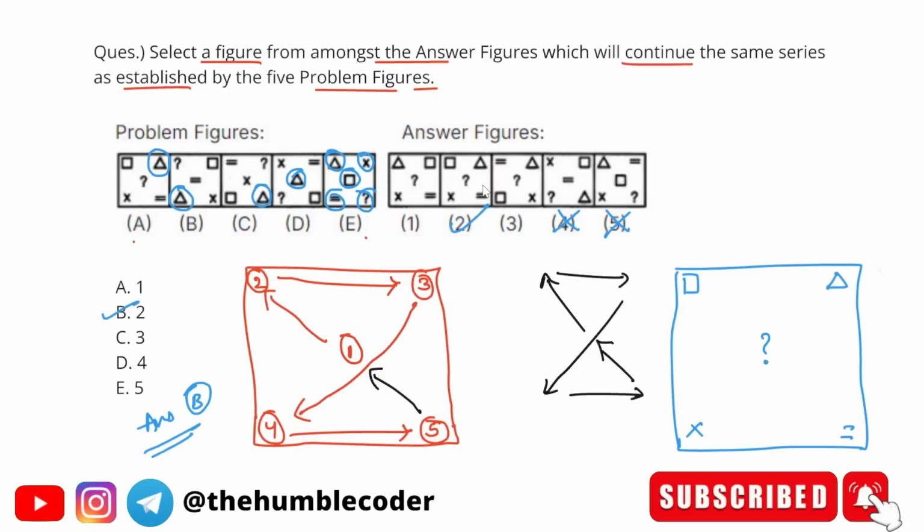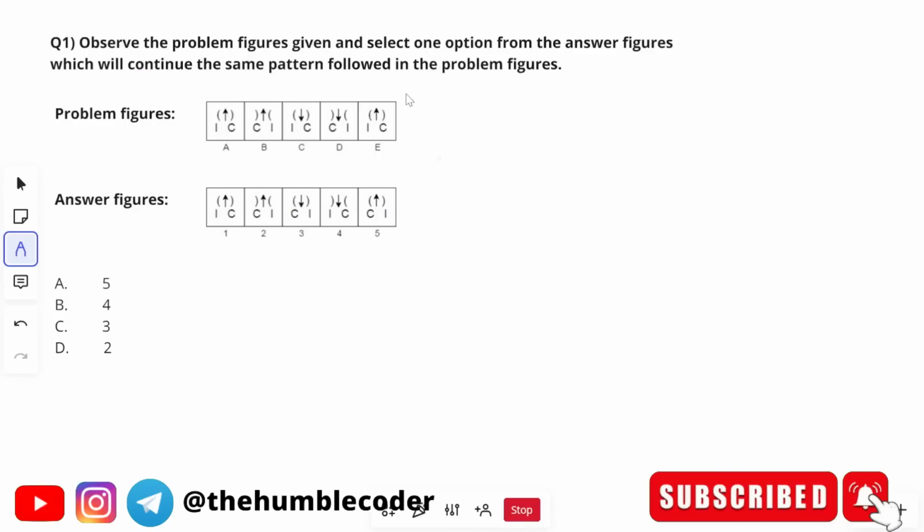So let's now move on to the next question. Let's look at this question that we have. Observe the problem figures given and select the option from the answer figures which will continue the same pattern followed in the problem figures. Basically we are given a problem figure where there are 5 patterns, A, B, C, D and E. Now we have to tell what will be the next pattern that will come after E. So for example, you can say what will be the pattern that will come at F.